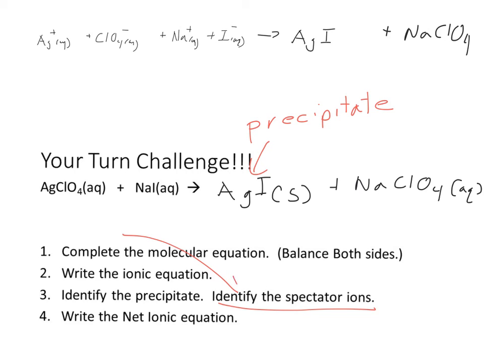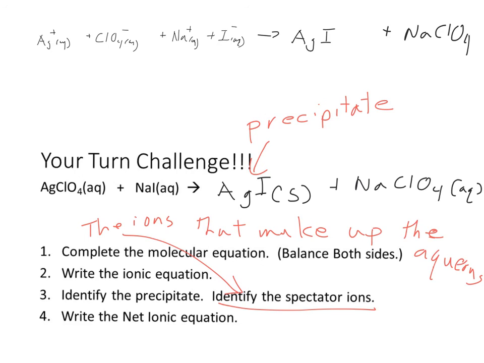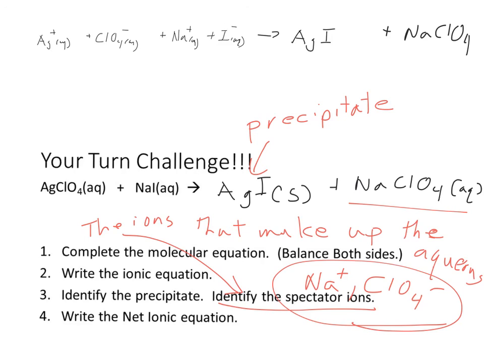What about my spectator ions? Easy way to identify spectator ions. They're always going to be the ions that make up the aqueous product. And here our aqueous product is our sodium perchlorate. So the ions that make up our sodium perchlorate are sodium and perchlorate. So they would be my spectator ions. Whatever the ions are that are in our aqueous product are always going to be our spectator ions. So it's sodium and perchlorate. Remember, they have to be ionics.